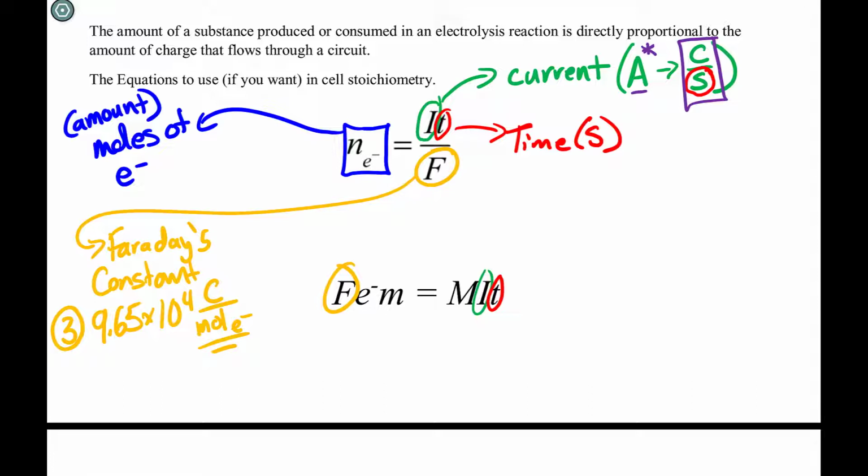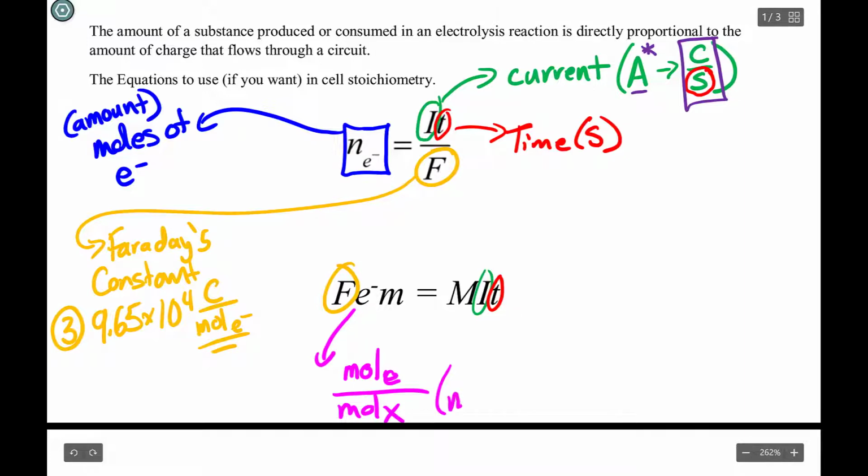But first I need to tell you what the rest of these things represent. This E here stands for a mole ratio of electrons to something else. This is the moles of electrons per mole of some substance I'm going to call X.